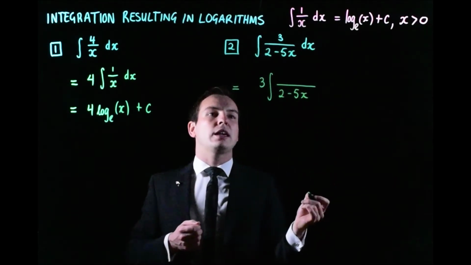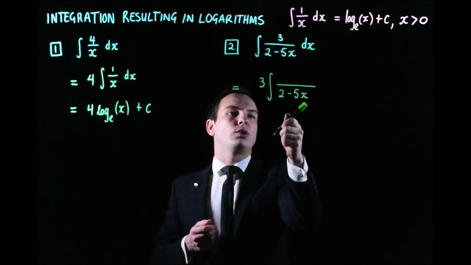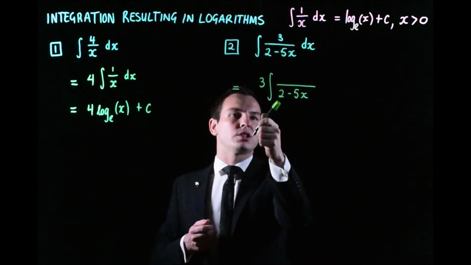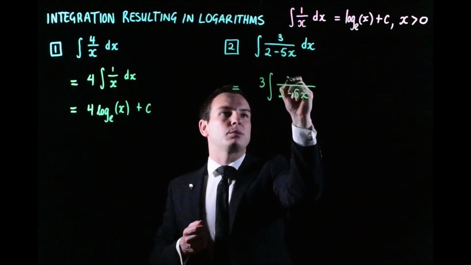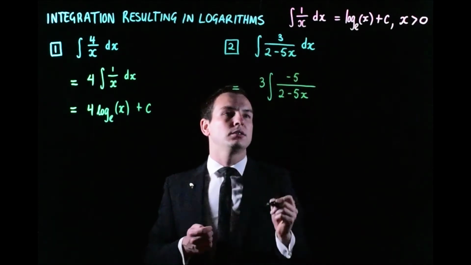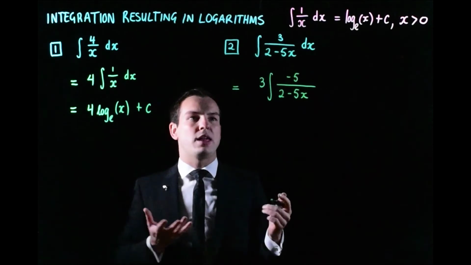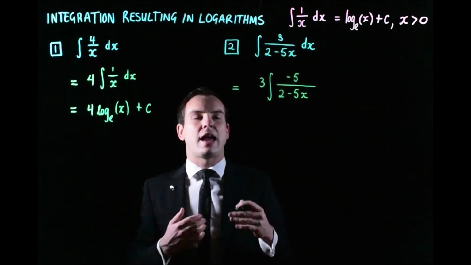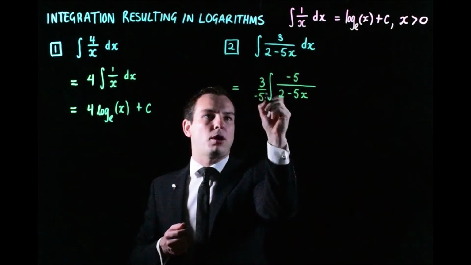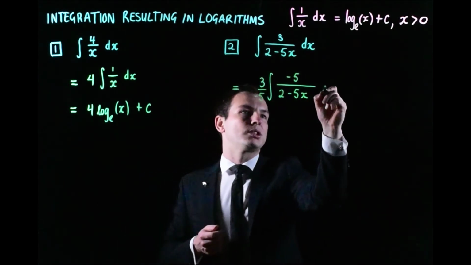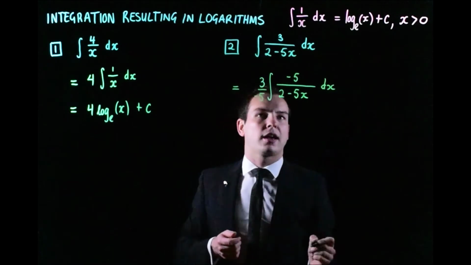And what we want here is we actually want the derivative of the bottom, so the derivative of 2 subtract 5x on the top. So I'm going to put a minus 5 here. But I can't just put a minus 5 there without doing something to balance out that act. So the inverse operation would be to divide by minus 5. And of course, that is with respect to x.